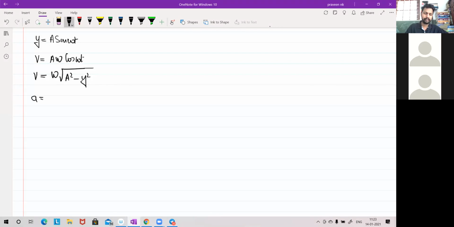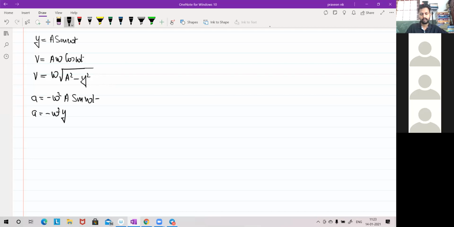And the expression for acceleration was minus omega square A sine omega t. And it was having another expression: minus omega square y. Is it y square omega or omega square y? It is minus omega square y, isn't it? Therefore, we are having these equations for displacement, velocity, and acceleration.